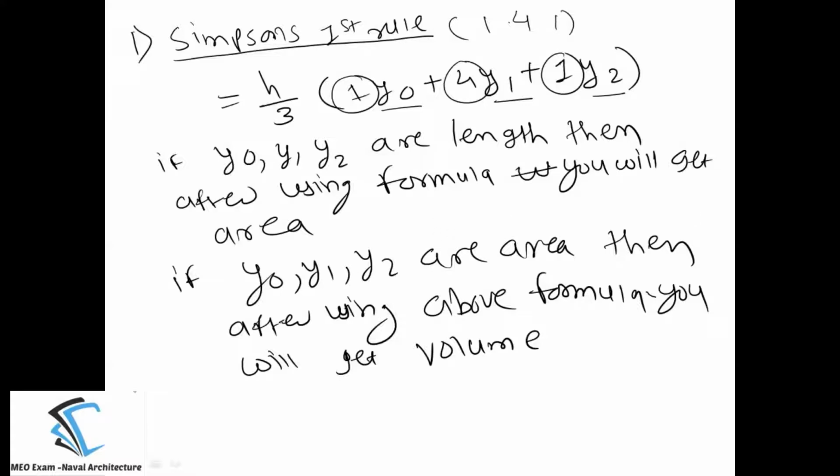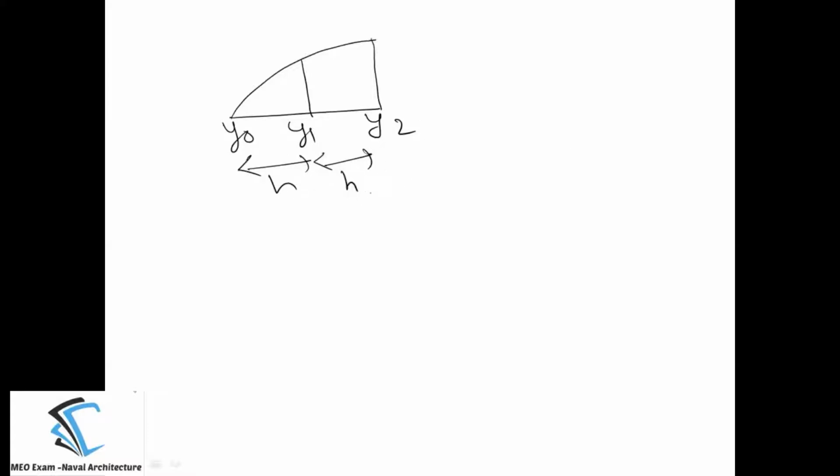Now you might be thinking, sir, in the case of the trapezoidal rule also you were saying that 3 ordinates are required. In the trapezoidal rule, what I told was that you have to use a minimum of 3 ordinates, y0, y1, y2, to calculate the area or the volume, with equal spacing. But try to understand, when we were making the trapezoid here, we were drawing a straight line between the 2 ordinates like this.